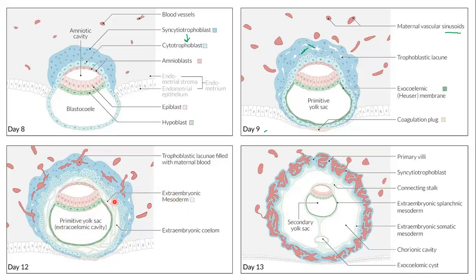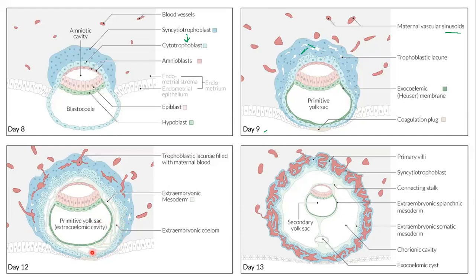Meanwhile, a cavity starts developing in the extraembryonic mesoderm. So we see that once it is moving upwards, it started creating this cavity. Again the same procedure goes on, it fuses and leaves a layer of extraembryonic mesoderm on the inner side and the outer side, towards the cytotrophoblast. This cavity is termed the extraembryonic coelomic cavity.